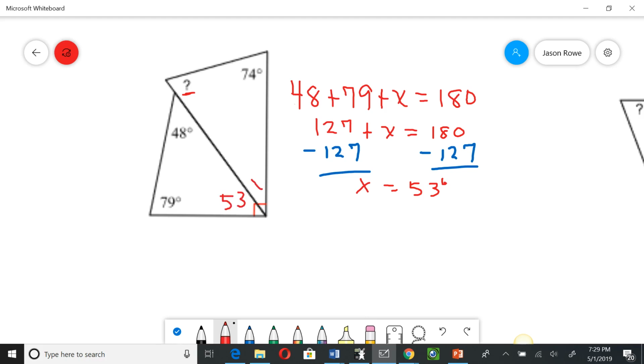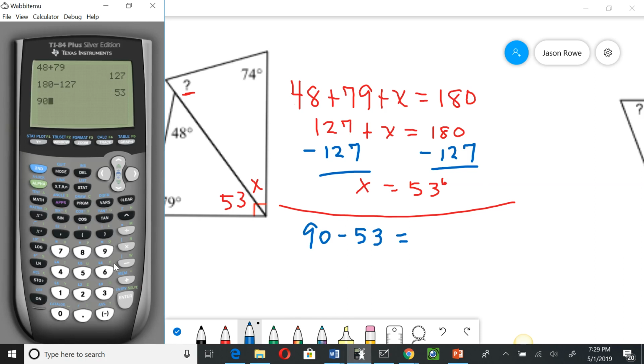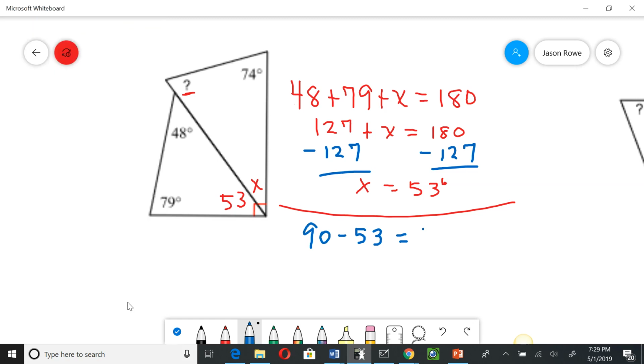So now we got to figure out this X. So here's another problem we got to do. Well, we know based on this right here that this angle is 90 degrees. So to figure out that other angle, we're going to take 90 because they're complementary angles. We're going to subtract 53 to get our new value for X. Again, pull that calculator out. 90 minus 53 is 37 degrees. So this angle is 37.